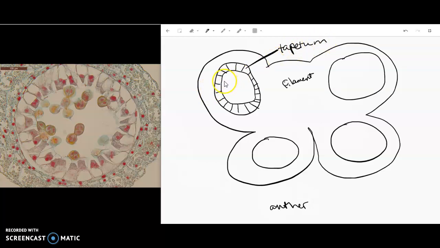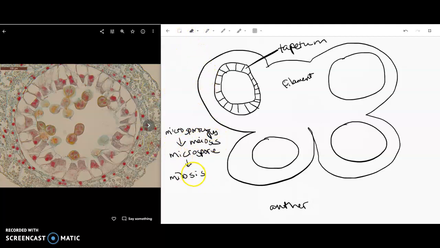And inside that layer of tapetum, depending on what stage you're looking at, you may have microsporocytes, which would be the youngest stage, and they would undergo meiosis to give us microspores, and then the microspores would undergo mitosis to give us the microgametophyte.